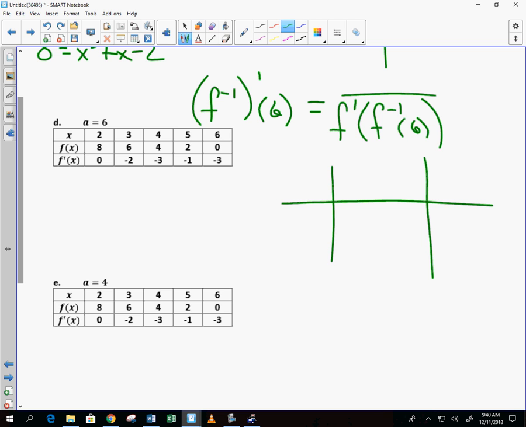We start with f inverse of 6, then f prime, then 1 over. F inverse of 6, does that mean I look at the x value or the y value? I look at a y value of 6. Which one of these, x, f of x, or f prime of x, is the y value? Yes. So 6 happens right here. So what is f inverse of 6? 3.